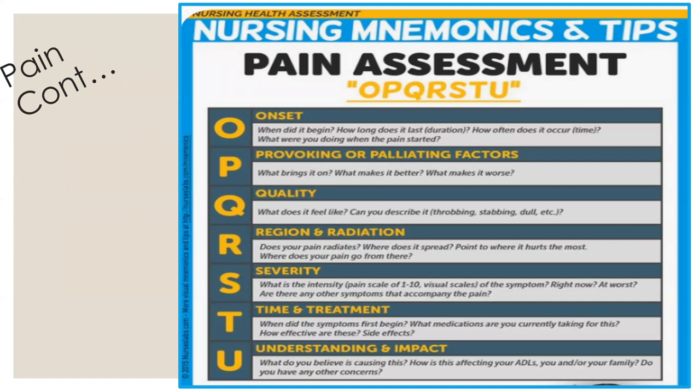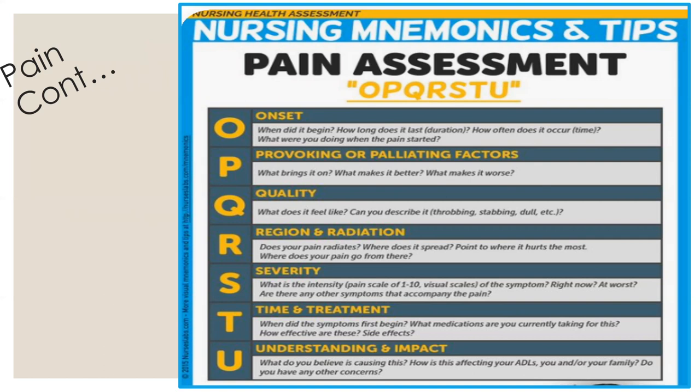So here is a nursing mnemonic and tip on pain assessments. So when we're talking about assessing the quality or the type of pain, we want to know about the onset. When did it begin? How long did it last? What provokes it? What brings it on? What makes it better? What makes it worse? What is the quality? So what does it feel like? Can you describe it? Is it throbbing, stabbing, dull, that kind of thing? Region and radiation. So does your pain radiate? If so, that means like, does it go to another part of your body? Does it go all the way down your back? Where does it hurt the most? Where does it go from there?